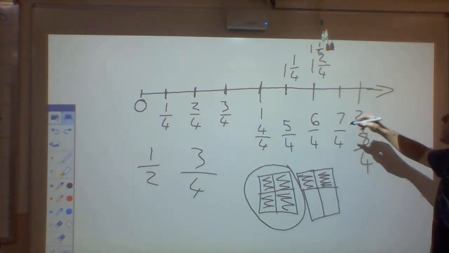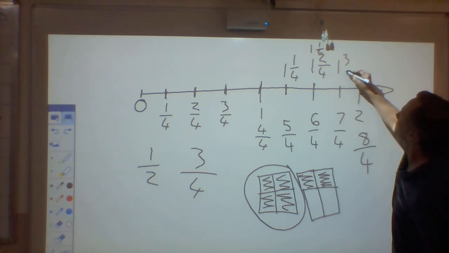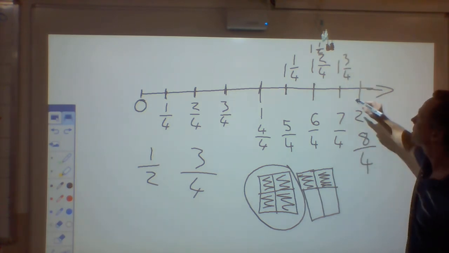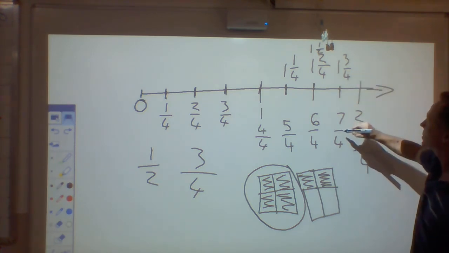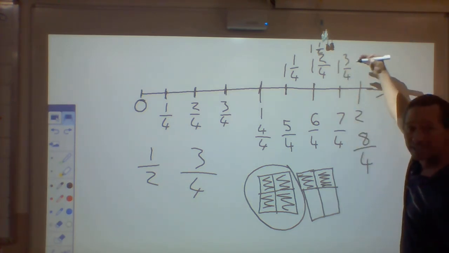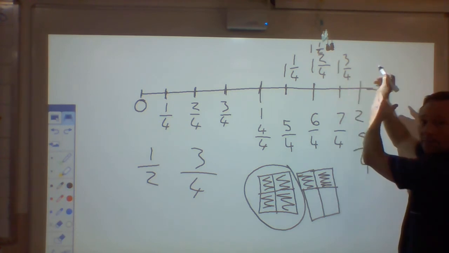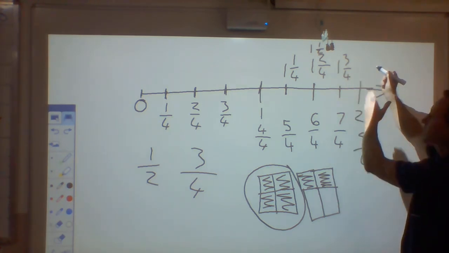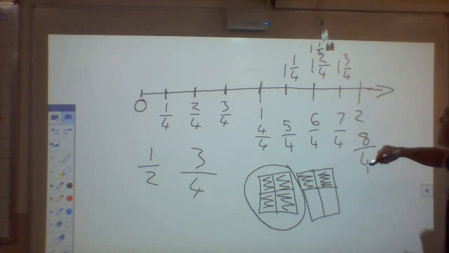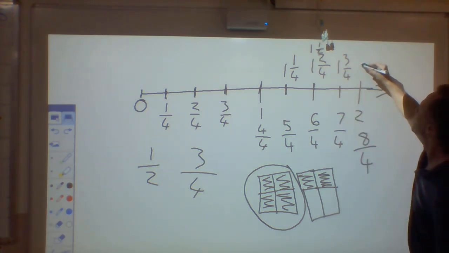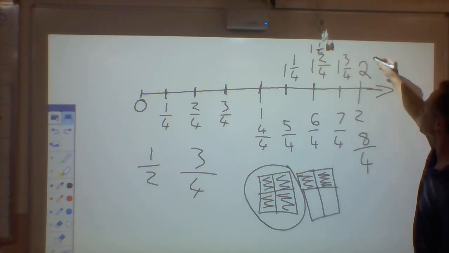Seven fourths, this would be one and three fourths. Just double check. Four times one is four. Four plus three is seven. Seven fourths. So this is known up here as the mixed fraction. It's got a whole and some bits. Improper fraction, because the numerator is greater than the denominator. This one up here becomes two wholes.